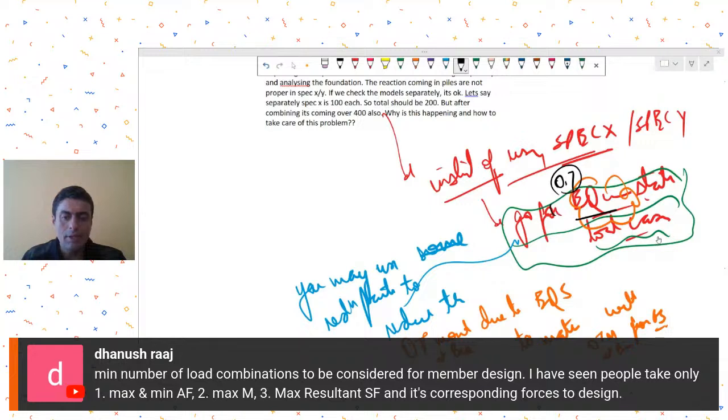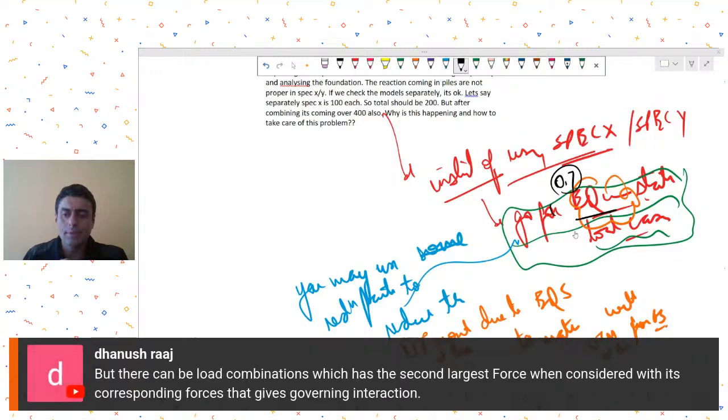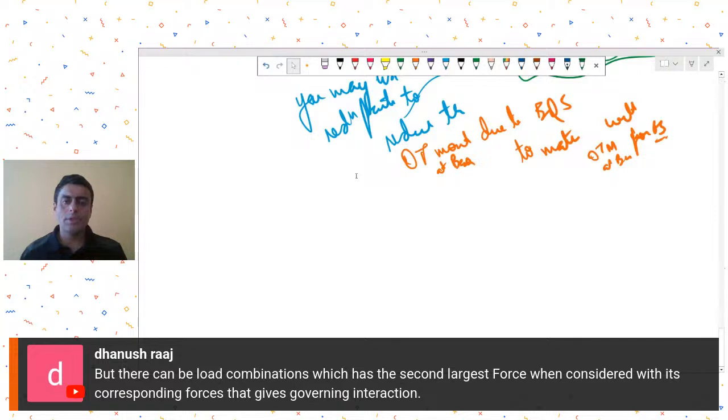I have seen people take only max and min AF. What is AF? Max M3. Acha, M3. Max resultant shear force. No, that's wrong. You should be using the envelope procedure, especially where compression and bending actions are going to interact with each other. Over there you should be using the envelope procedure.